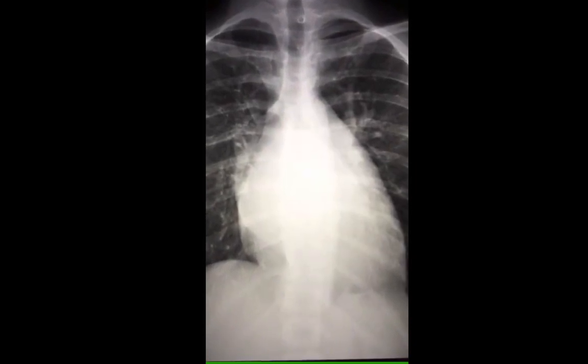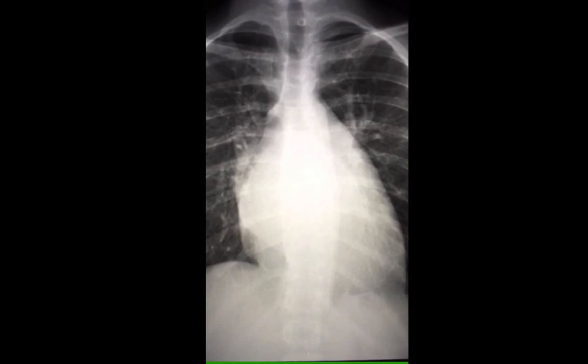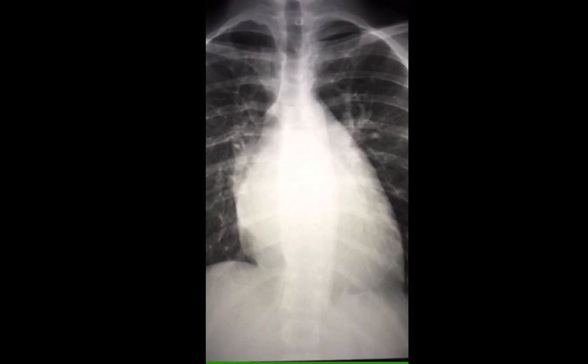The second teaching point is to remember the signs of left atrial dilatation in the form of straightening or bulging of the left cardiac border, double contour on the right side, and widening of the carina.